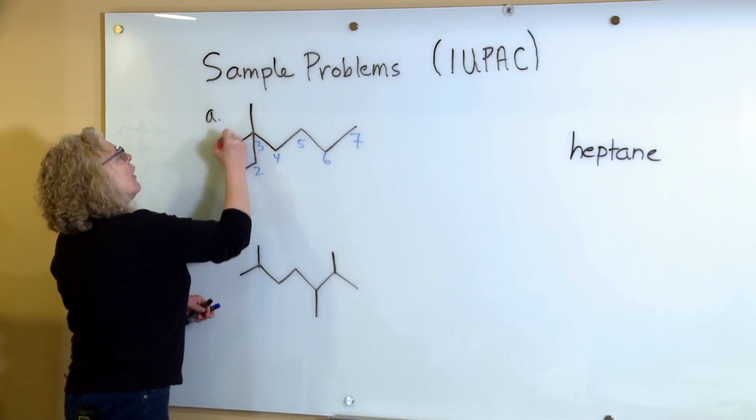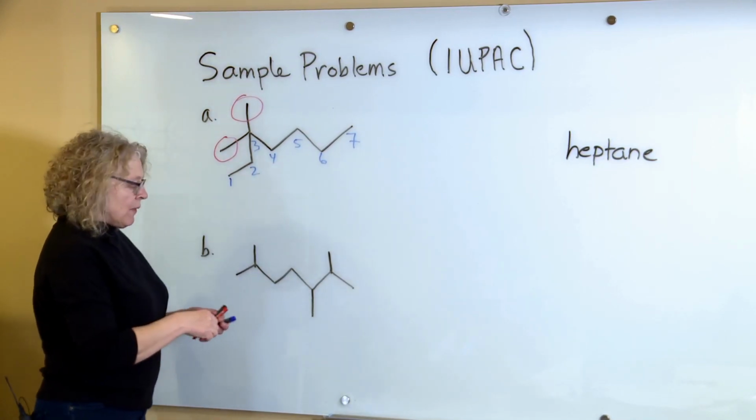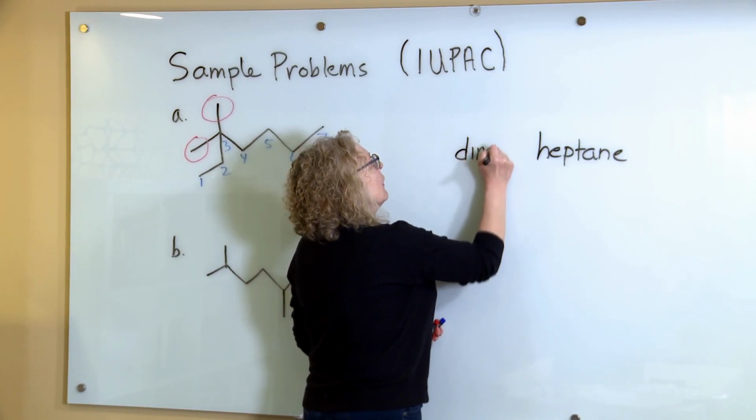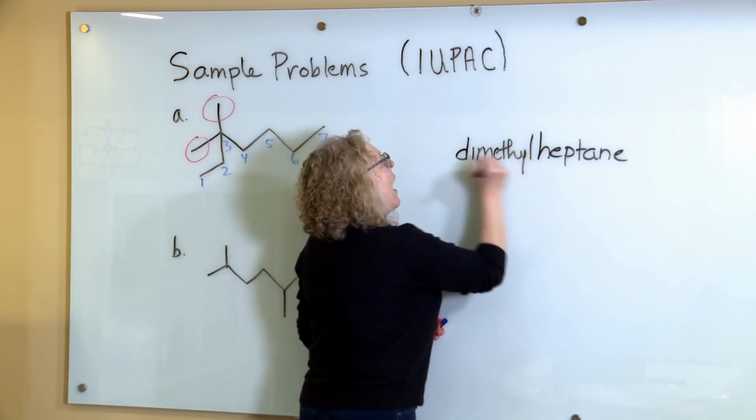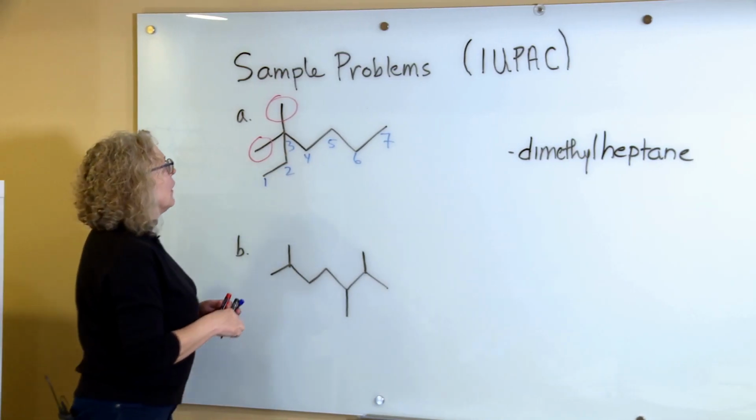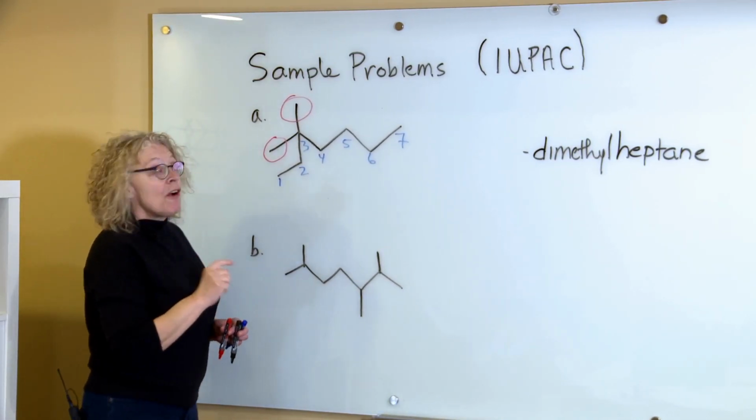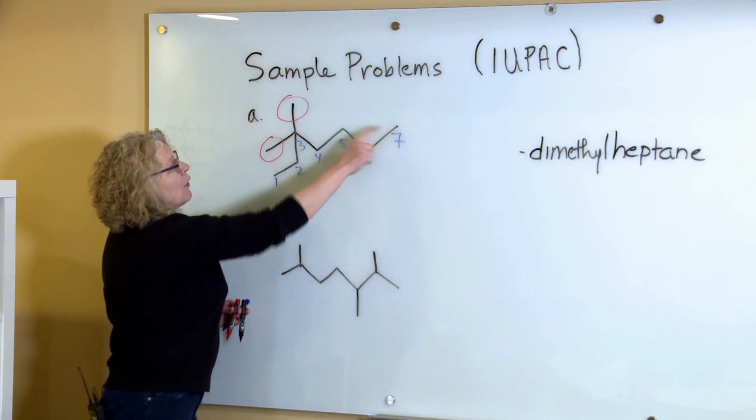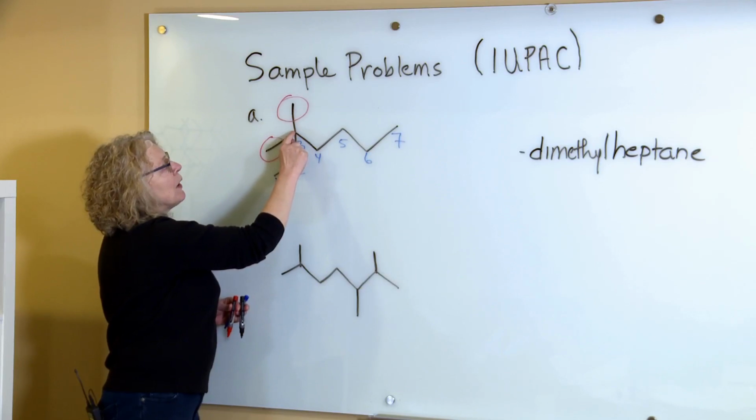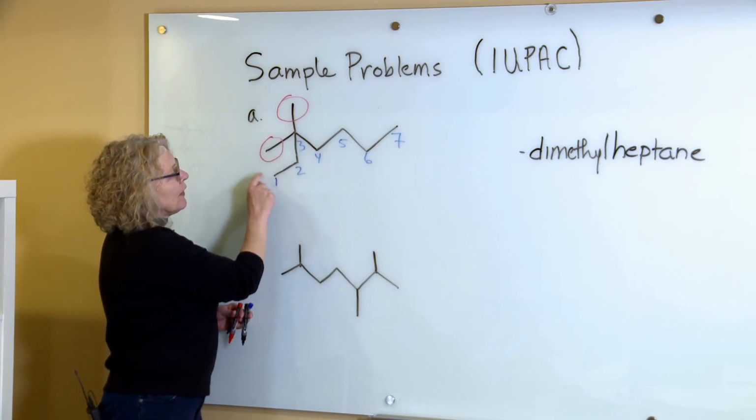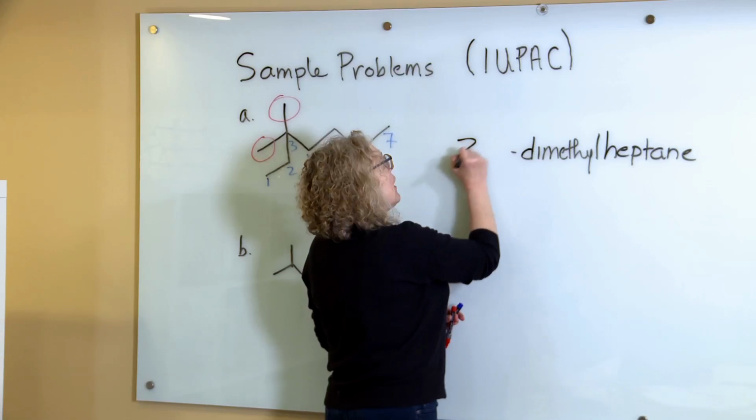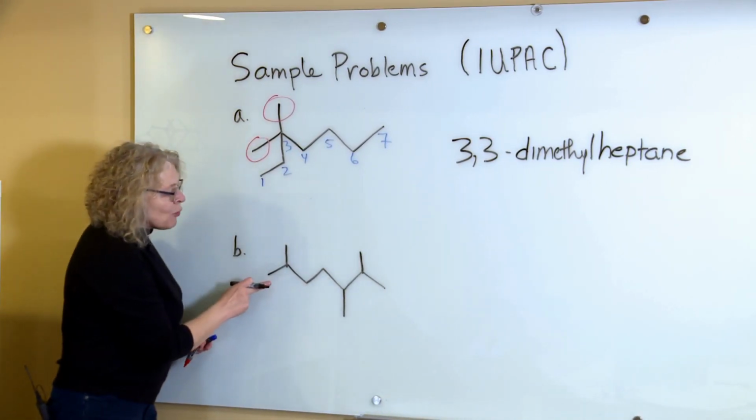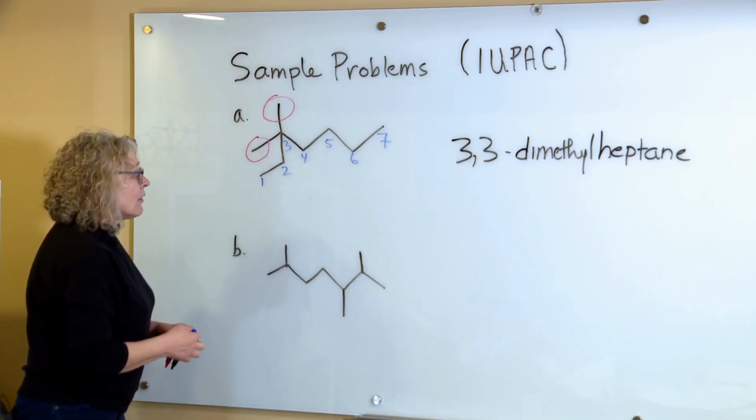Then we'll circle our substituents. Again, we have 2 methyls. So this is a dimethyl heptane. And our last task is to figure out where those methyls are so that we get the exact compound we need. And I think you can see that we don't need to go in both directions, that it's better to put the methyls at the 3 position closer to this end. So this is a 3,3 dimethyl heptane.